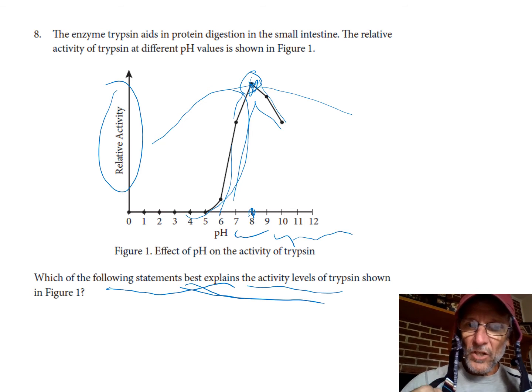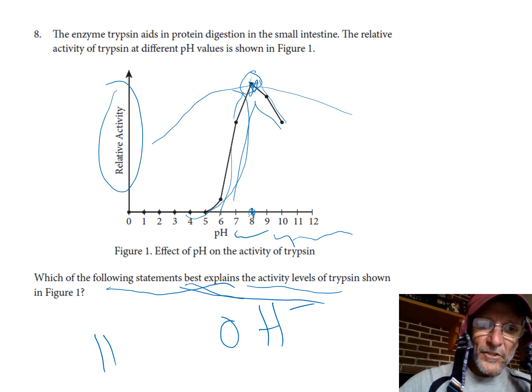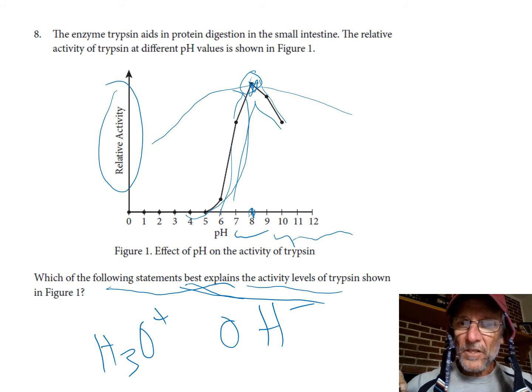because the tug and pull of the hydroniums and hydroxides that are what pH are all about, right? Those charged particles are going to tug and pull that protein out of its best conformation, specifically the active site. Okay, ready for the next one?